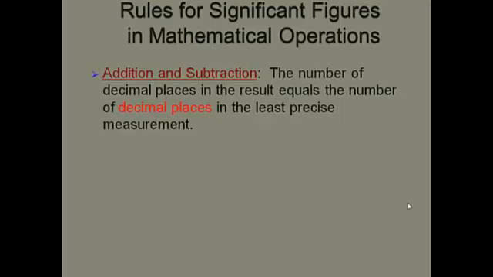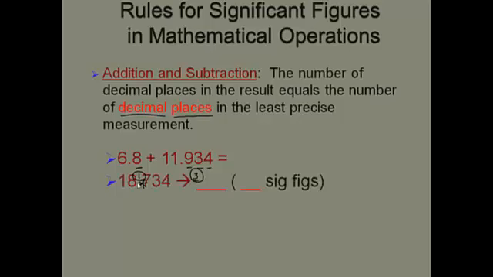Alright? Moving on, we need to talk about addition and subtraction. And the rules for addition and subtraction are a little bit different. Okay? Instead of counting the least precise measurement, what we're going to do is count the number of decimal places in the least precise measurement. So for example, if we have 6.8 plus 11.934, we're just going to look at the numbers following the decimal. Here, there's 1 digit after the decimal. Here, there's 3. Our answer has to be the least number of decimal places.